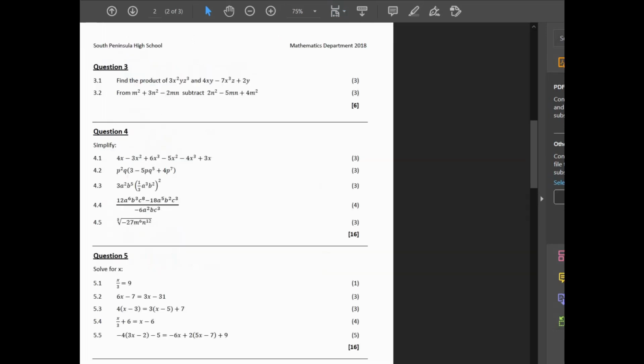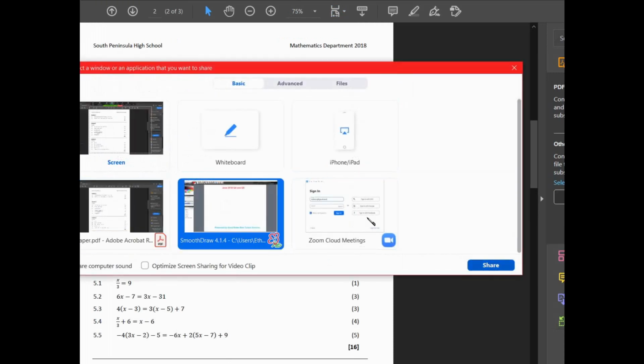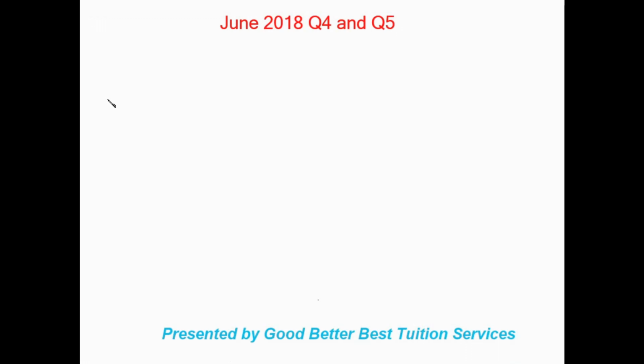Okay, so you should have finished doing the questions by now, so we're just going to hop straight into them. We're going to be looking at question 4.1 first. In question 4.1 we were given 4x minus 3x squared plus 6x cubed minus 5x squared minus 4x cubed plus 3x.